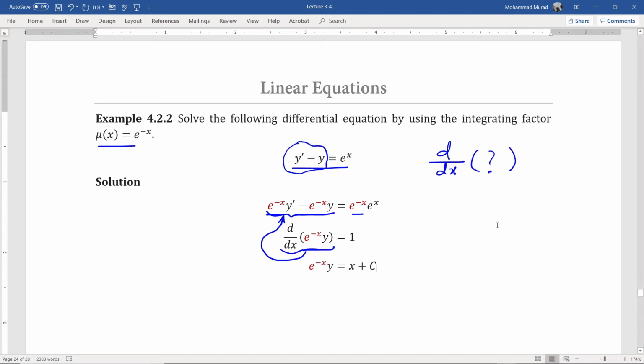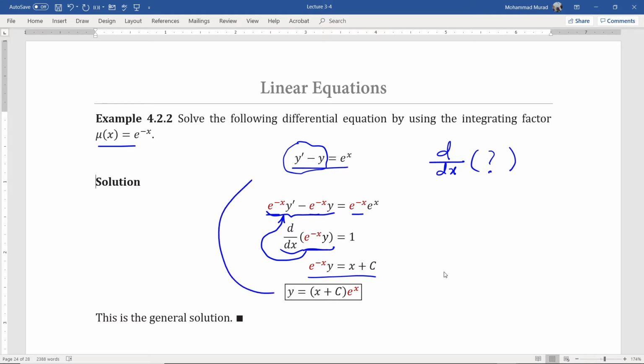Now, integrating both sides with respect to x, we obtain the following equation. The left-hand side is e to the negative x times y, and the right-hand side, when integrated, gives x plus c, where c is an arbitrary constant of integration. Now, solving for y, we get the equation in the box.